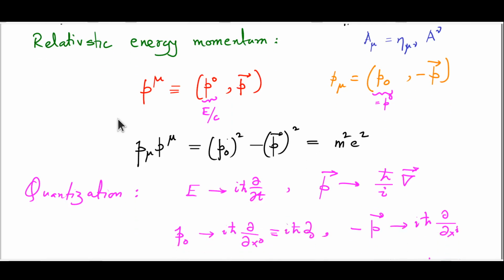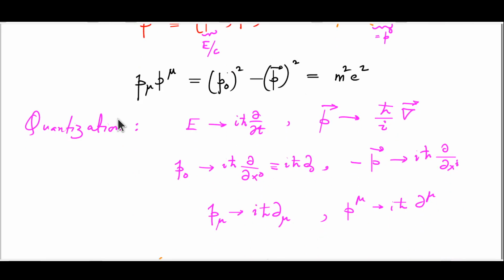Now, in order to quantize an equation like this, what we need to do is replace the energy E by i h cross del del t and P vector by h cross by i grad, which is something we have already done before in the last lecture. But in the relativistic version, instead of using E, let's use P0, which makes this i h cross del del t over c. And remembering that ct is x0, this is i h cross del del x0. Or, in a standard useful abbreviation, i h cross del 0, where del 0 is del del x0.